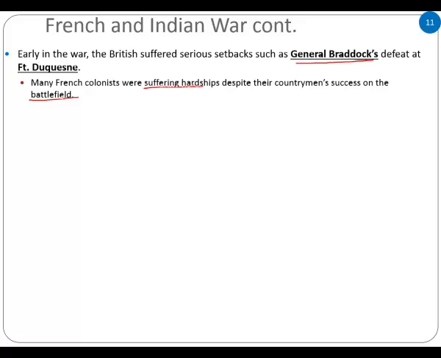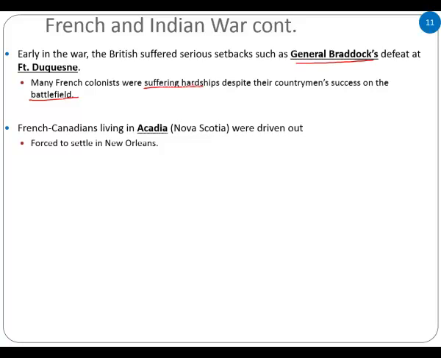Okay? That being said, they're also going to feel that on the battlefield. French Canadians living in Acadia, also known as the province of Nova Scotia now, driven out. They already are struggling to exist there, and now you have military invasions. It's almost: we'll just retreat, take our icebox. Forced to settle in New Orleans, which will become Louisiana.